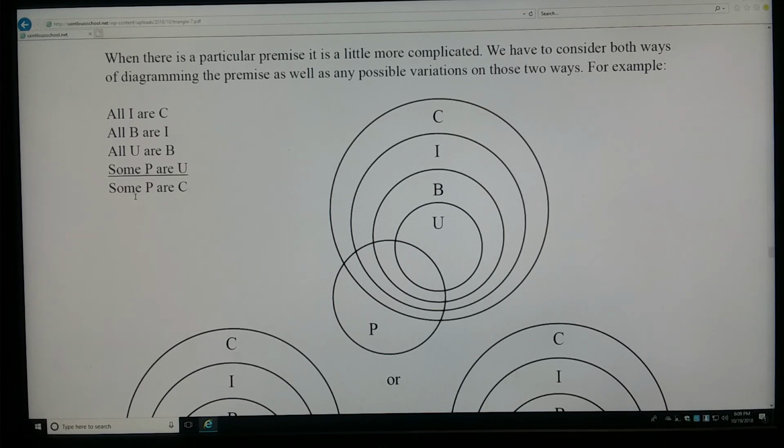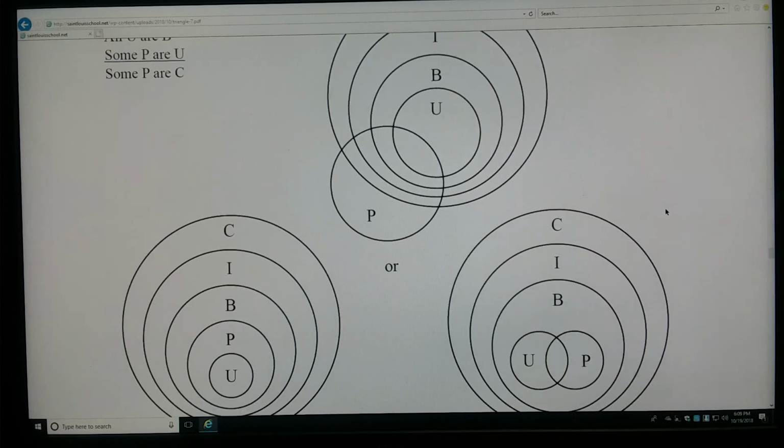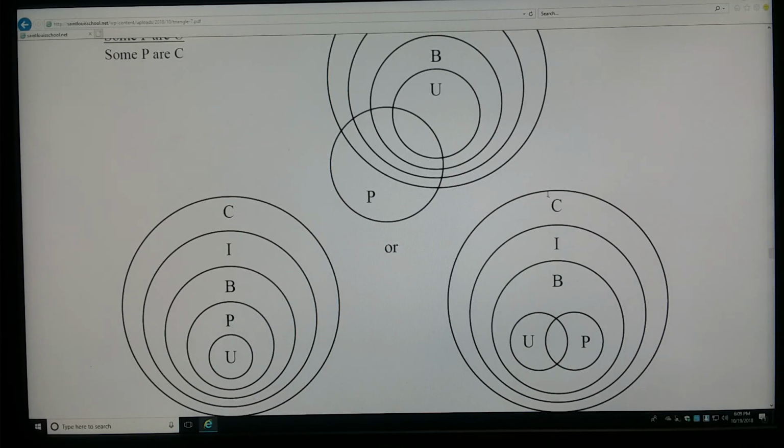And our conclusion says some P are C. Well, that's actually going to be correct for this diagram, which shows that that conclusion is possible. However, if we look down at some of these other diagrams, we'll see that some P are C does not necessarily have to follow. So in this case, this diagram is consistent with the premises, but here it's going to be the case that all P are C. And actually in this diagram as well, it's going to be the case that all P are C.